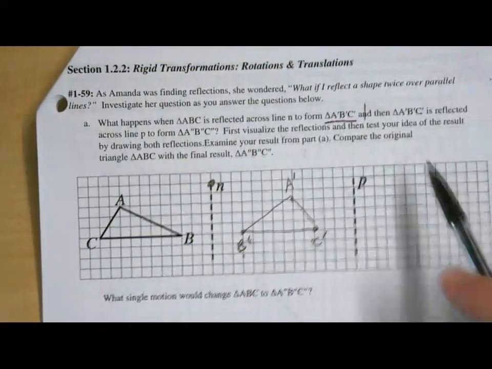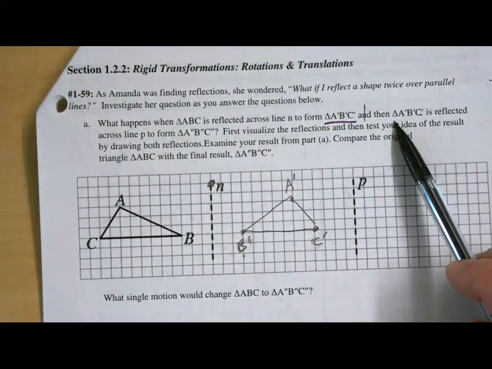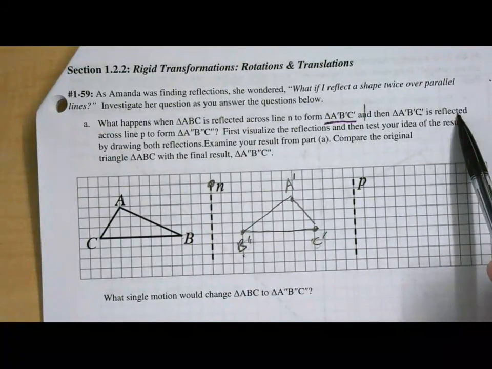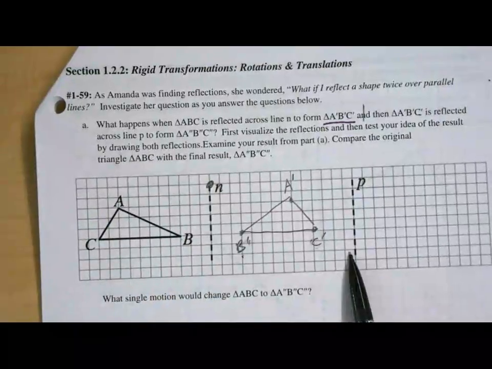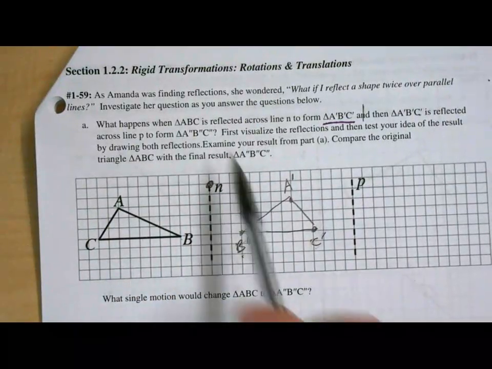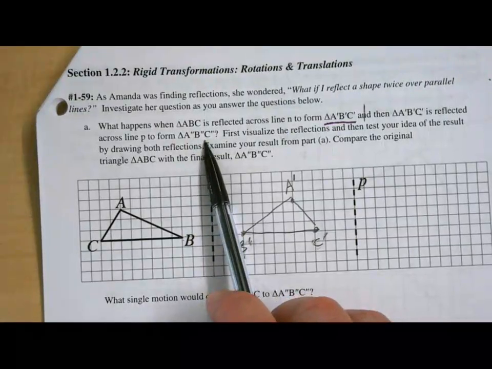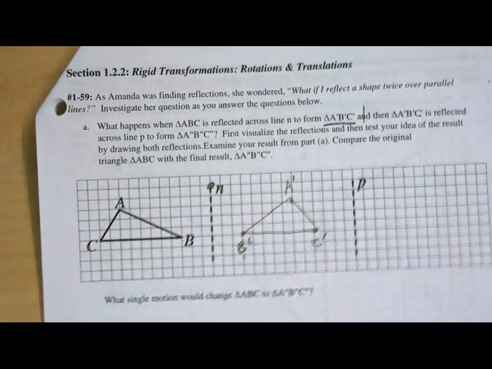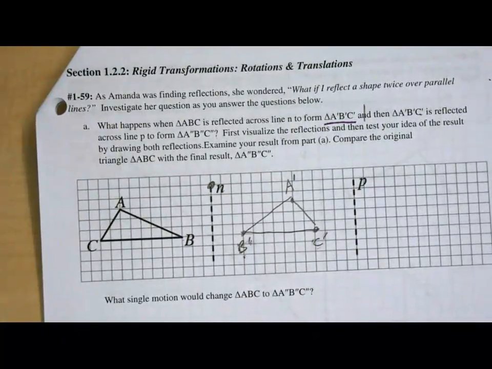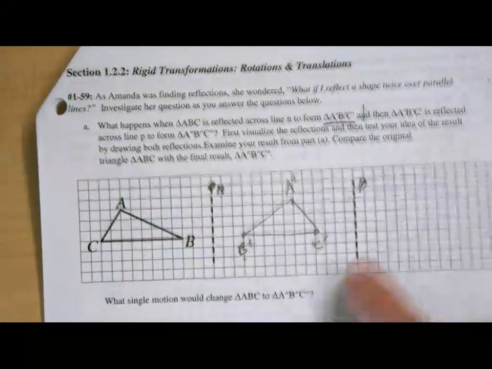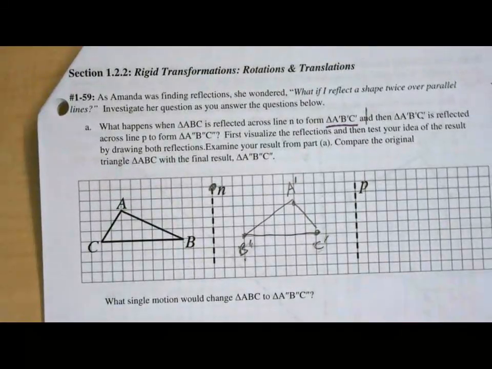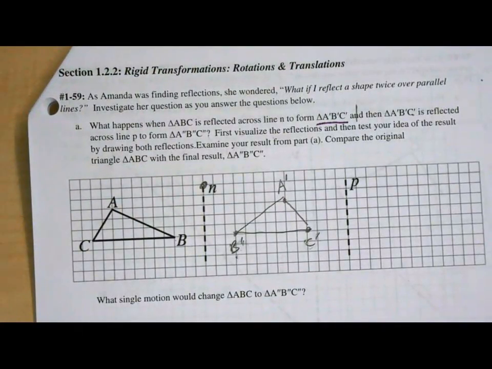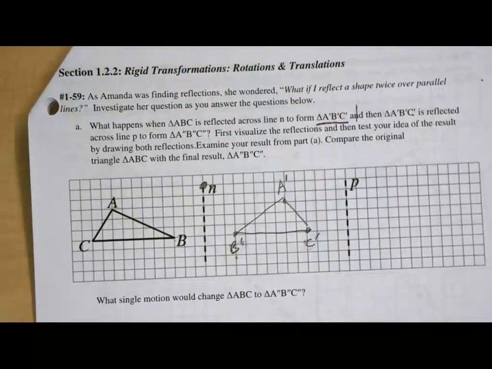And then take triangle A prime, B prime, C prime, and reflect it across line P to form a new triangle, A double prime, B double prime, C double prime. So go ahead and take that new triangle that you just drew, reflect it one more time across this line, and that's going to give you a new triangle. When you label it, it'll still be A, B, and C, but this time you'll have 2 apostrophes after each one.